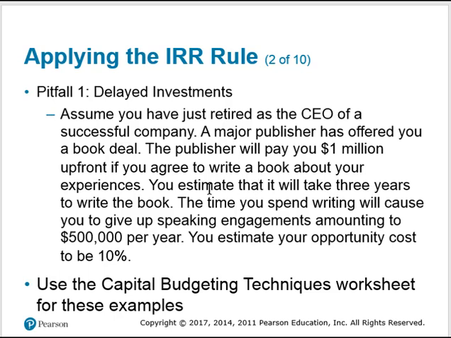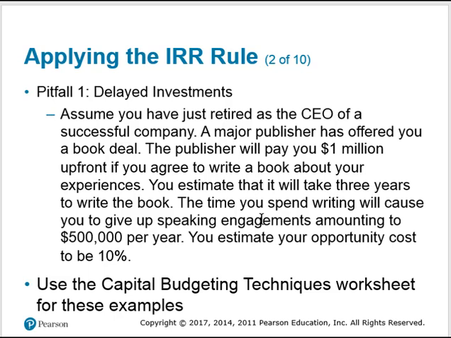So a publisher offers you $1 million today. You're going to spend 3 years writing a book. The problem is you're not allowed to do anything else except write that book. What happens, though, is every year you could have received $500,000 a year from speaking engagements. So what is the cost, right? What is the value to this person of going ahead and taking this $1 million and writing the book?